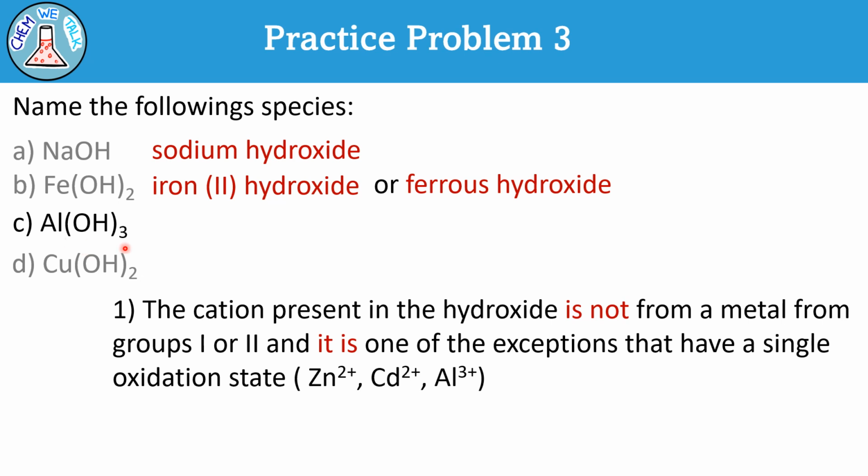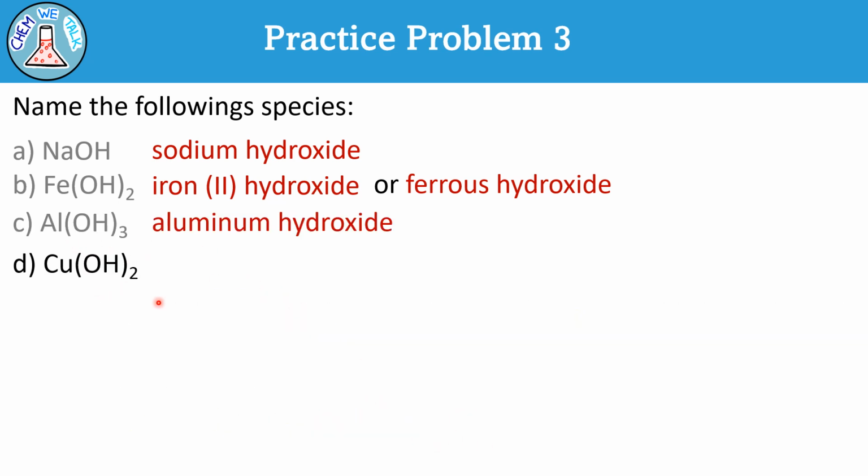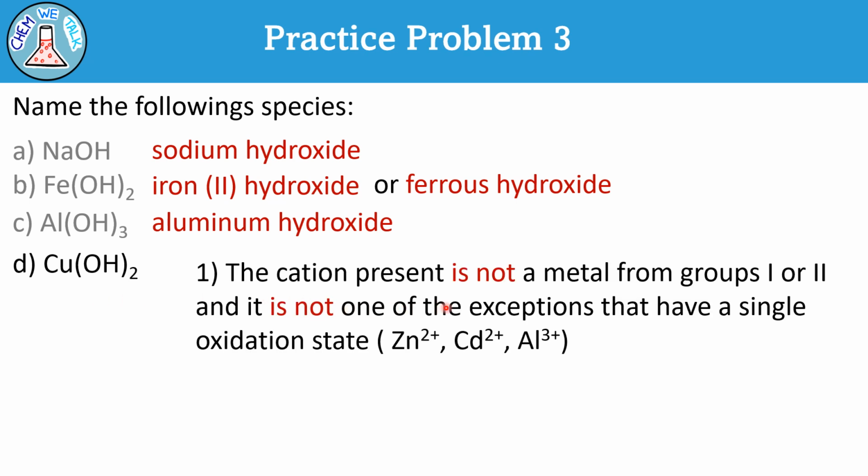Now let's go to the next one, Al(OH)3. In this case, the cation present in the hydroxide is not from group 1 or 2, but it is one of the exceptions, so it only has a single oxidation state, so simply just read the name of the metal plus hydroxide, and that's it. Now lastly, we have Cu(OH)2. Now the cation is not a metal from groups 1 or 2, and it's also not one of the exceptions. And if we look at the charge here, we have 2 OH-, so we have a total charge of -2, which makes copper a 2+ cation.